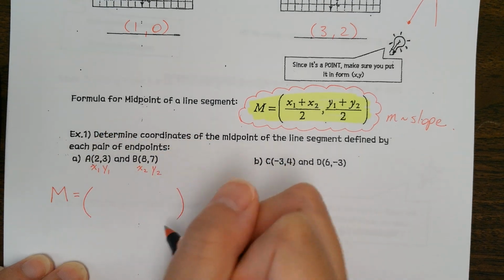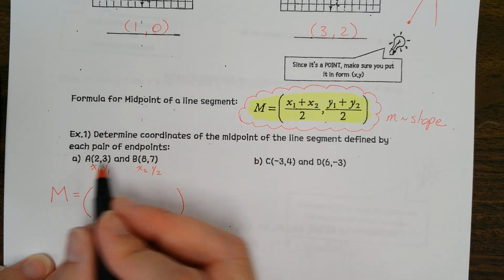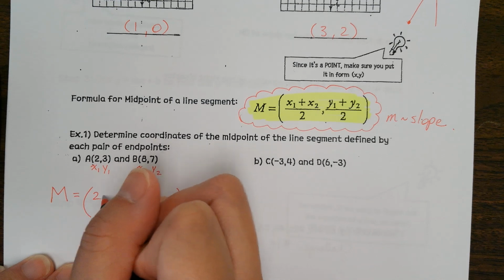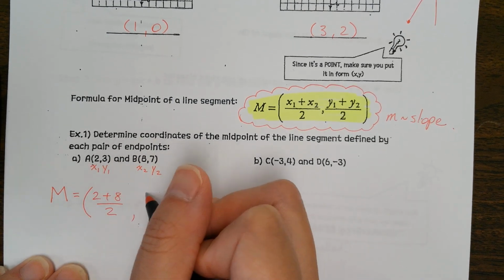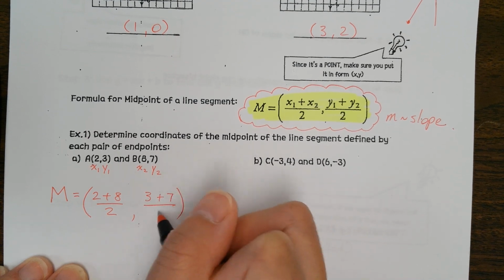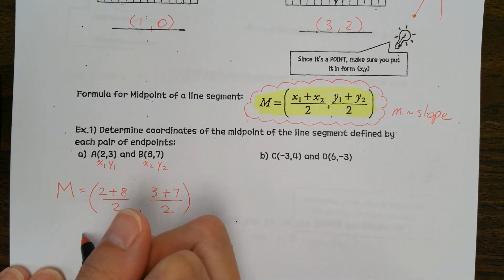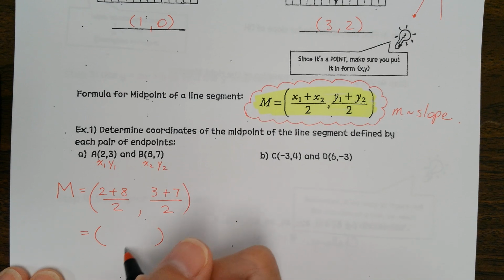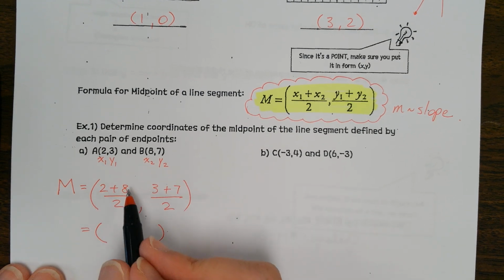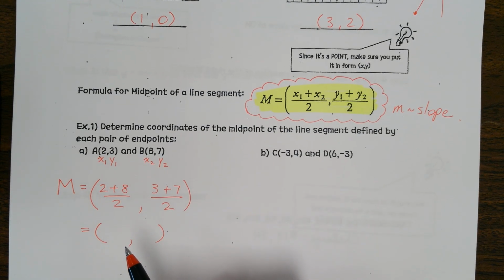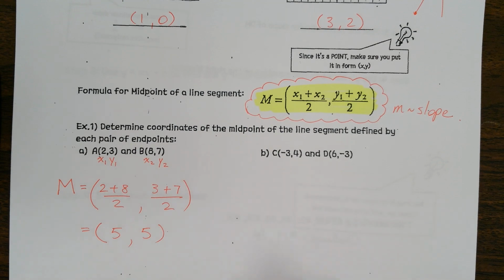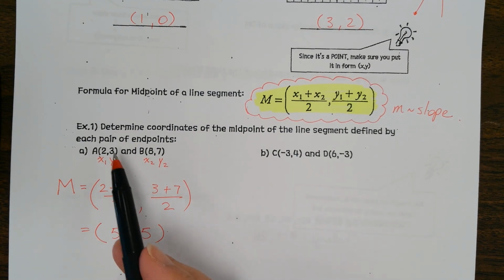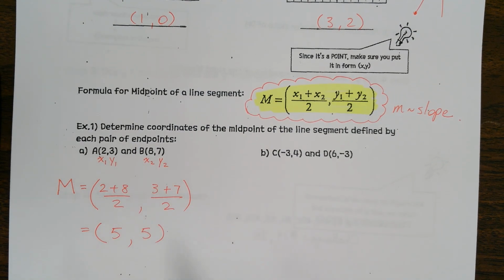So let's sub in the numbers. x1 plus x2: 2 plus 8 divided by 2, and then the second one, 3 plus 7 divided by 2. Notice I wrote it in coordinate form because, again, your midpoint is a point. So 2 plus 8 is 10, 10 divided by 2 you get 5. 3 plus 7 is 10, 10 divided by 2, you also get 5. So my answer, the midpoint between A and B, is 5, 5.